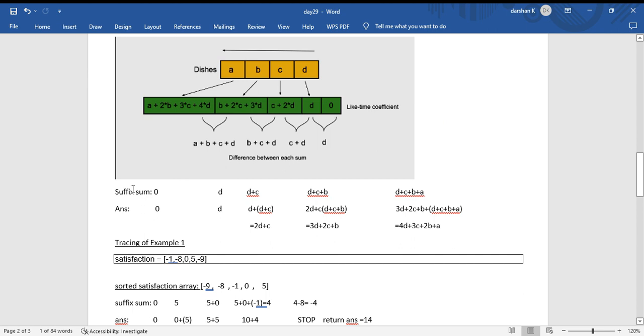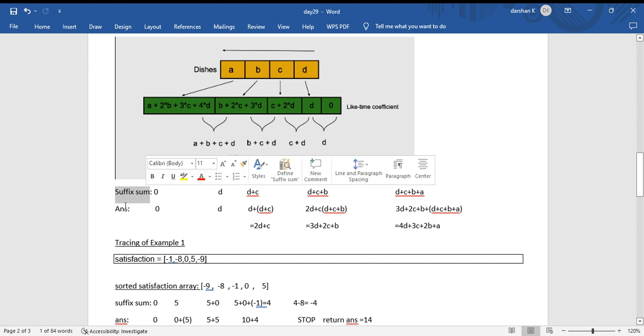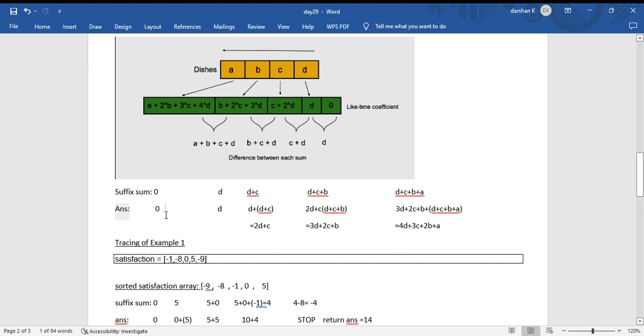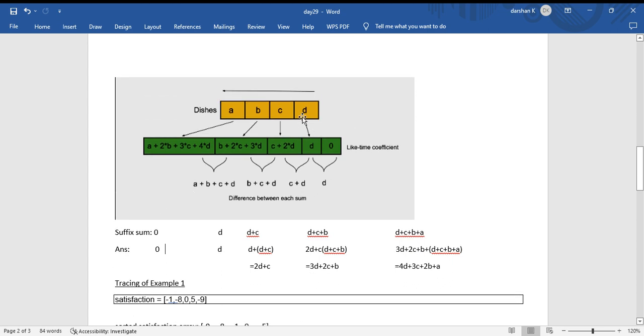How am I taking the suffix sum? I will have two variables. One is the suffix sum variable. One is the answer variable. Initially, both will be initialized with 0. Suppose I am starting from right.